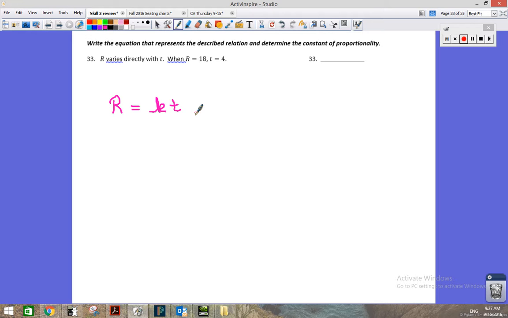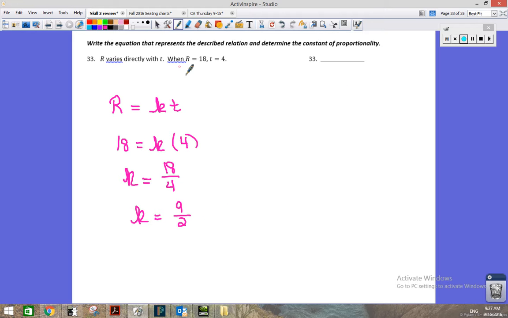So this is the initial model, and then it gives me some values: when t is 4, the r is 18. So we're able to determine this constant of proportionality, divide each side by 4, reduce that, and get 9 over 2. Now I don't care if you leave it as a mixed number, and if somebody put it as a decimal, that's fine too.